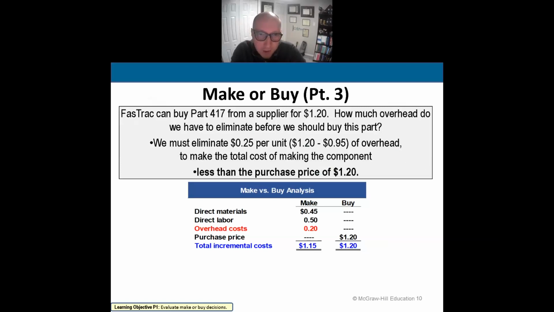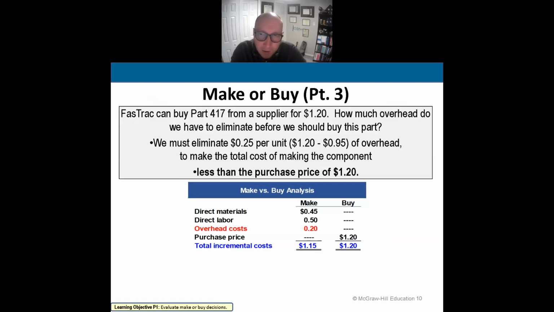The reason for that is because that component costs 30 cents of overhead to be applied directly to the cost of manufacturing that product. So in the analysis, we look at taking out that part of overhead if we were to purchase it. That brings us the total cost of making the product down to $1.15.